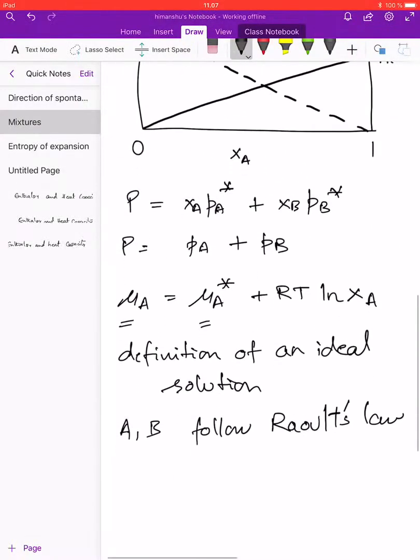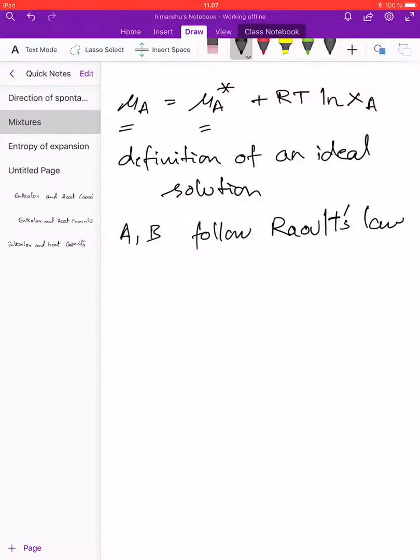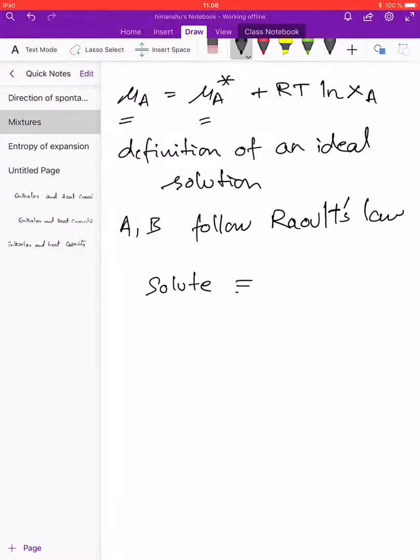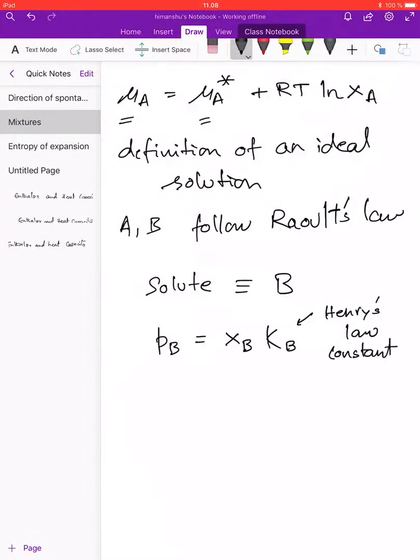For real solutions, the situation is a bit different. A scientist called Henry measured the partial pressure of the solute, which we call B now. So for the remaining part of this video, solute is equivalent to the component B. And he showed that for dilute real solutions, the partial pressure of B, of the solute, was still proportional to the mole fraction of B, of the solute, in the liquid phase, but now the proportionality constant is not the vapor pressure of B, but something called the Henry's law constant. There are various ways of writing this equation, but this is Henry's law.